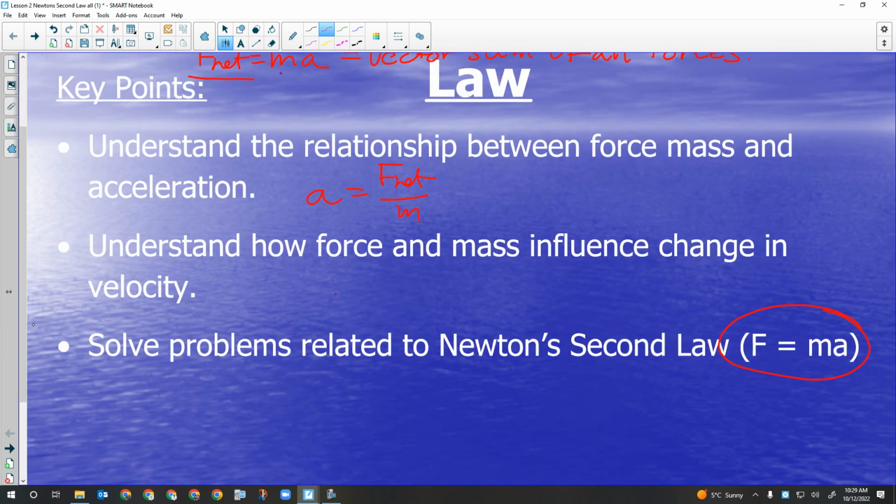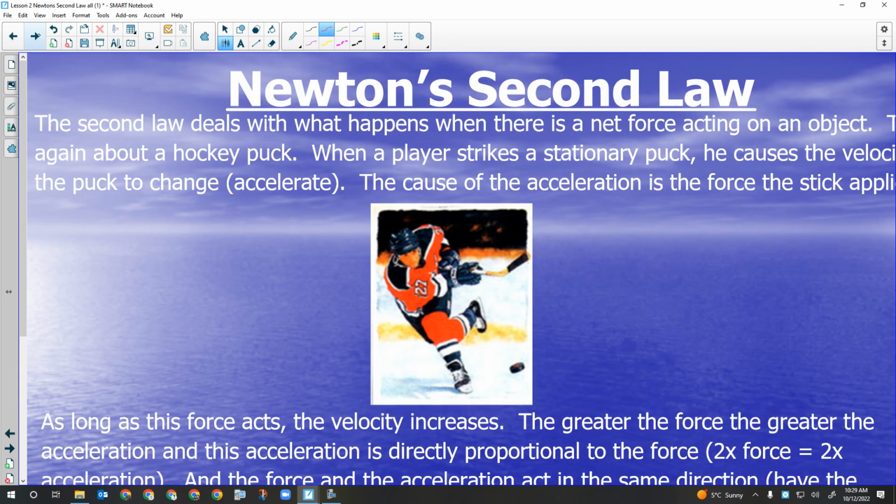So, that covers all of those things. Okay, so Newton's second law deals with what happens when there's a net force acting on the object. So F net is not 0 in these situations. Okay, so we'll go back to our hockey puck example. When a player strikes a stationary puck, he causes the velocity of the puck to change. That is, it will accelerate. The cause of that acceleration is the force applied by the stick.